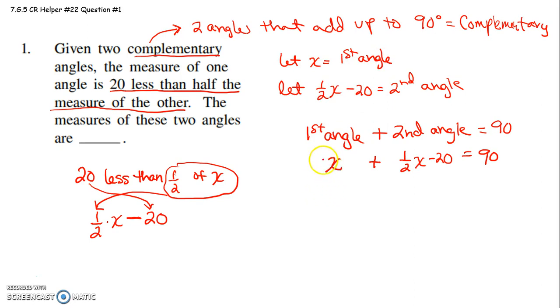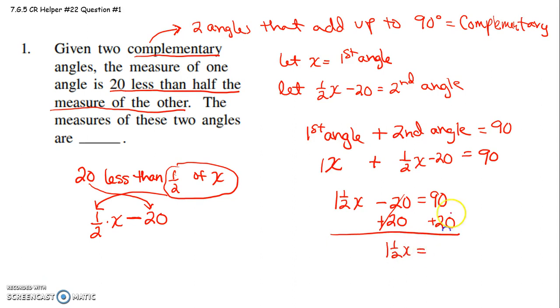The coefficient of X is a 1. 1X plus 1/2 X is 1 and 1/2 X, minus 20 equals 90. So all I've done is combine like terms. Now to solve this equation, how do I undo subtraction to move the 20 to the right-hand side of the equal sign? Undo subtraction with addition. I need to add 20 to the left-hand side, and I must also add 20 to the right-hand side. Those zero out. So now I have 1 and 1/2 X equals 90 plus 20, which is 110.